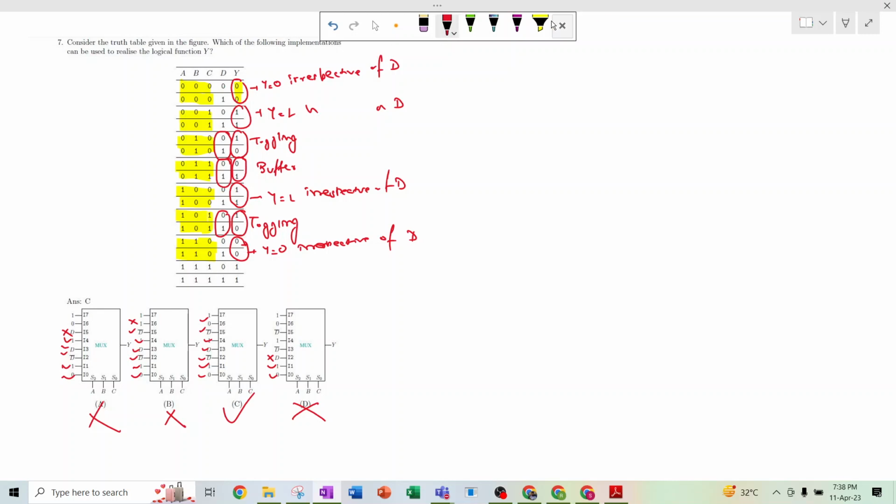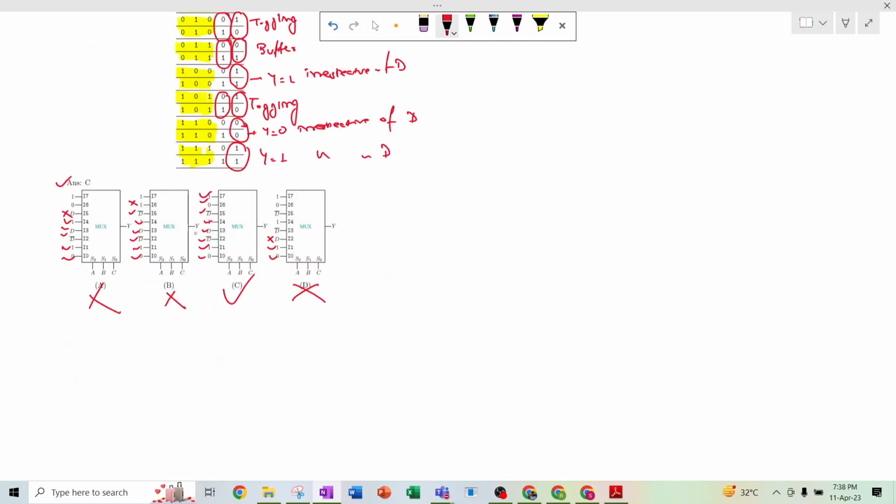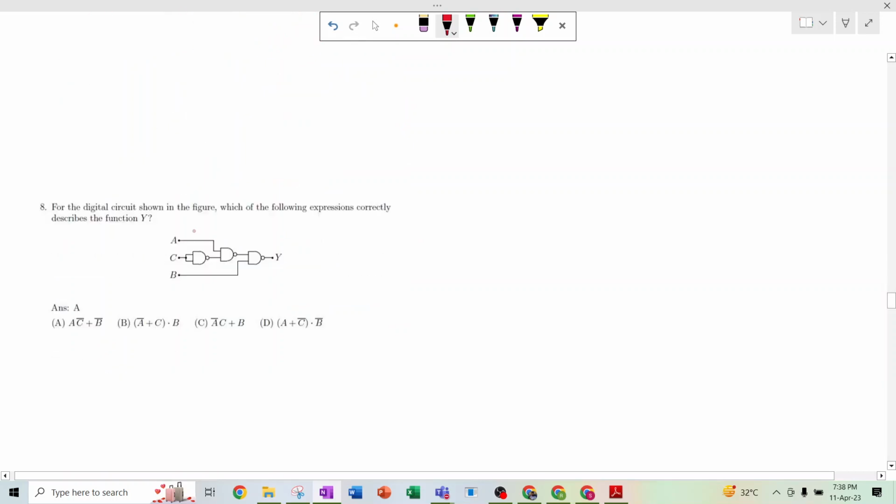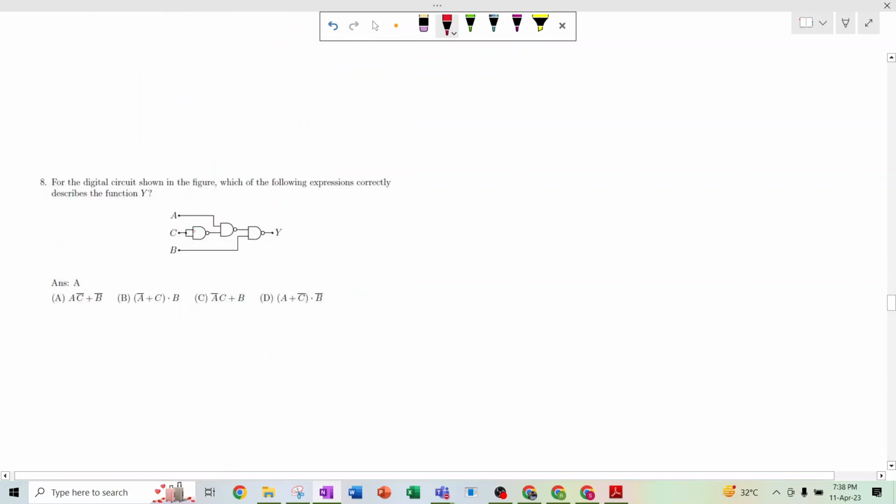If you see the last one also, it is 1 1 1. So here also the y is equal to 1 irrespective of D. That means it will be 1. Yeah, the last one is 1. So the correct option is answer C. Okay. So far so good.